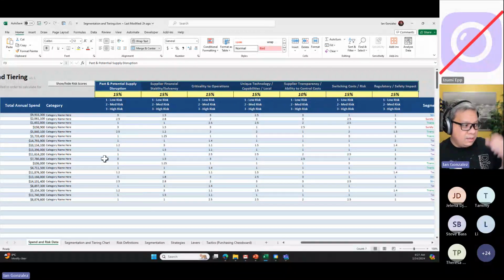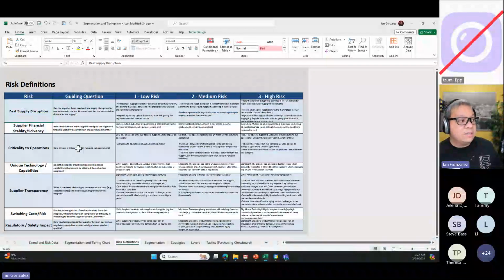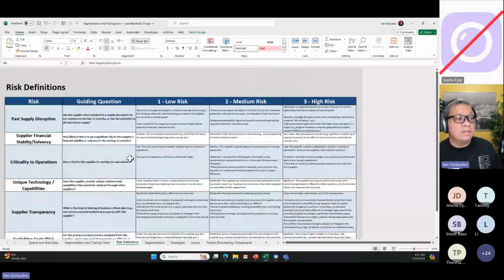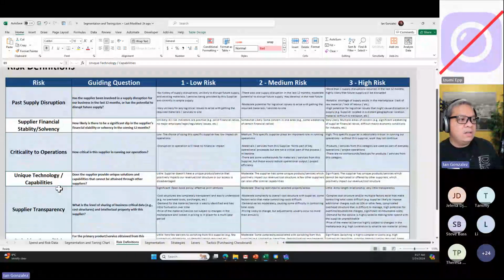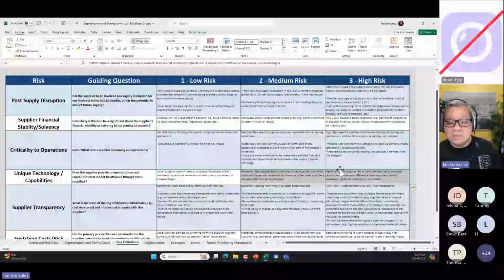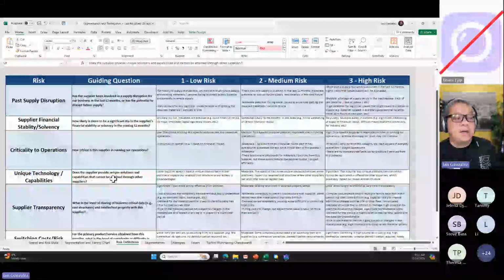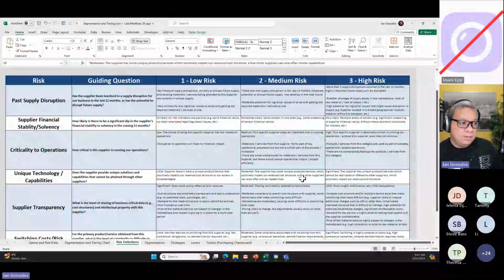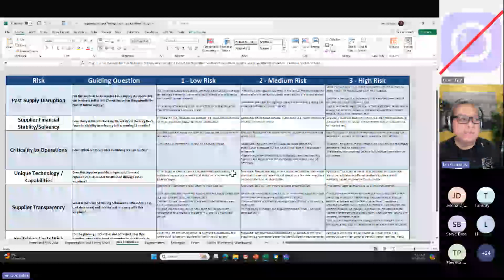All right. And when you're doing this in a group, and ideally you should do this in a group, always refer to this risk definitions tab. Okay, because this is the rubric. This guides you, let's say when you're evaluating unique technology. When do I give them a 1 and when do I give them a 3? Here are the things to consider. Okay, and here's a question you ask. Does the supplier provide unique solutions, capabilities that cannot be obtained through other suppliers? Okay, and then here are your guiding questions. This will make sure that when you do segmentation, you are as objective as possible.